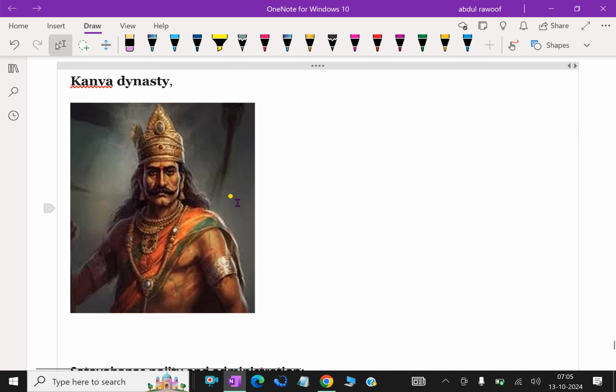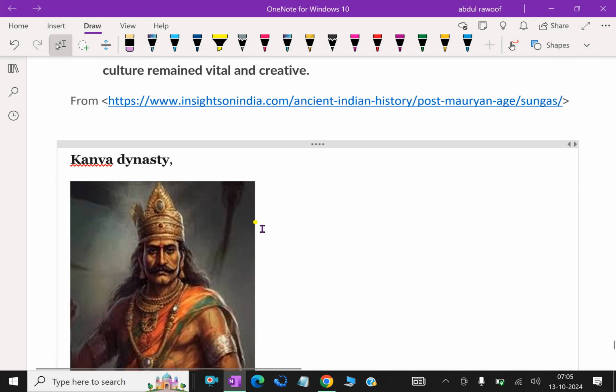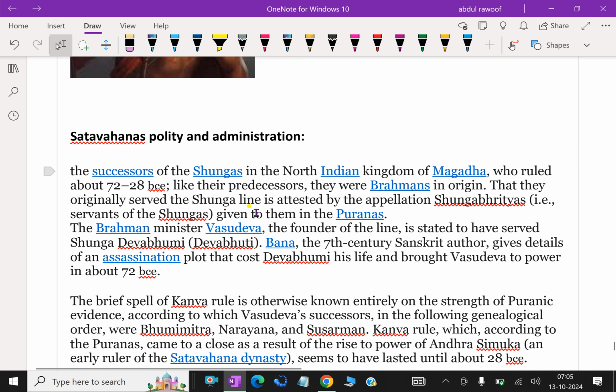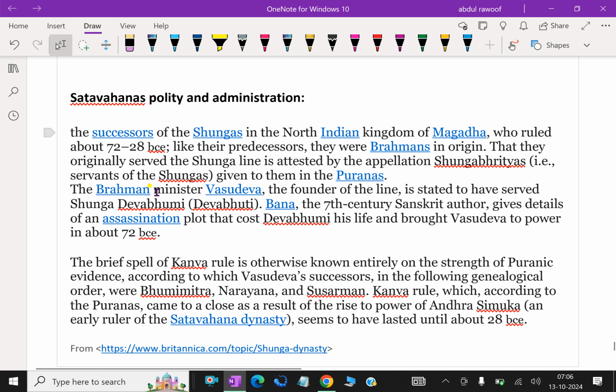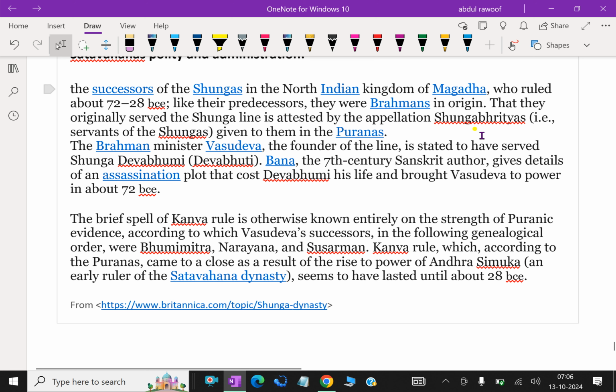Next, Kanva dynasty. Here, the successors of Shunga in the North Indian kingdom of Magadha, who ruled about 72 to 28 BCE, like their predecessors, were Brahmins in origin. That they originally served the Shunga line is attested by the appellation Shunga Bhrityas, that is, servants of the Shungas, given to them in the Puranas. The Brahman minister Vasudeva, the founder of the line, is said to have served Shunga Devabhumi. Bana, the 7th century Sanskrit author, gives details of an assassination plot that cost Devabhumi his life and brought Vasudeva to power in about 72 BC.